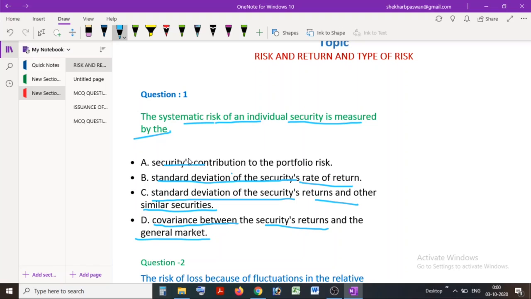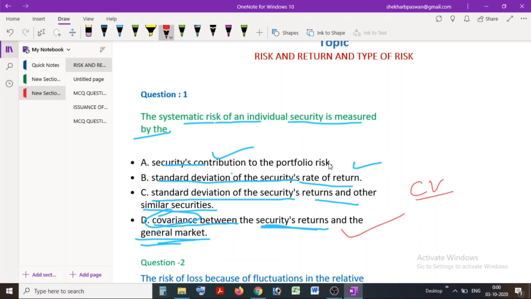So first is saying the contribution to the portfolio risk. Second is saying the standard deviation of the rate of return of the security. Third is the standard deviation of return with other security. And fourth is covariance, between the security and the market. So you can see that the correct answer is D, because covariance is the strength of the relationship between two things.